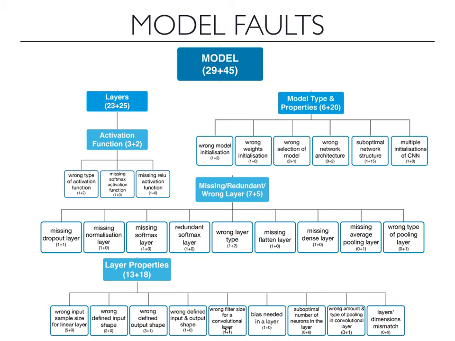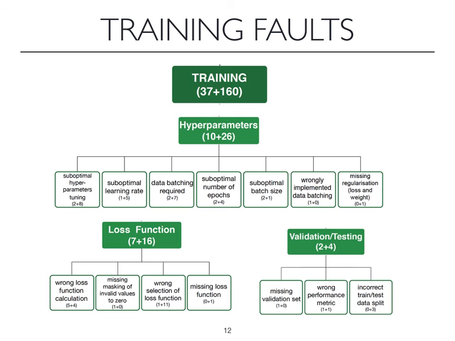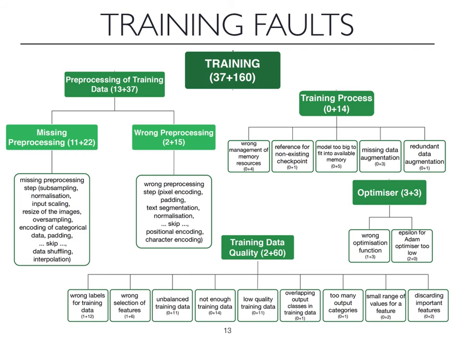The first one is the model faults, which gathers the types of faults that are related to the selection of the model and model architecture. Examples could be a missing dropout layer or a wrong initialization of the weights of the network. Another category is the training faults, which gathers all the faults related to the training phase. A fault from this category could be a suboptimal learning rate, or wrongly processed training data, or maybe the usage of an unbalanced training dataset.